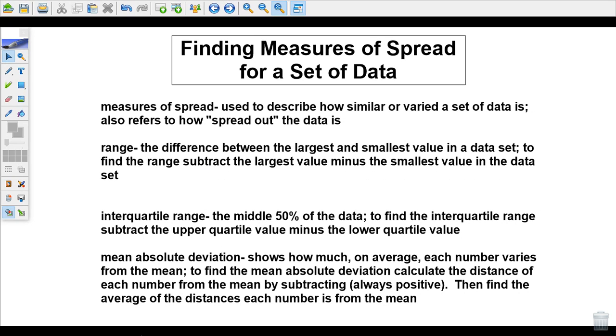And then we also have measures of spread. Measures of spread tells us how similar or how different, how varied the data is, tells us how spread out the data is. Measures of spread are range, interquartile range, and mean absolute deviation, which again, we have previously discussed how to figure out range, interquartile range, mean absolute deviation.